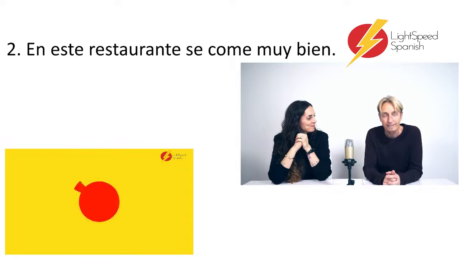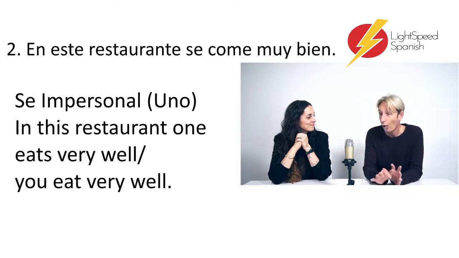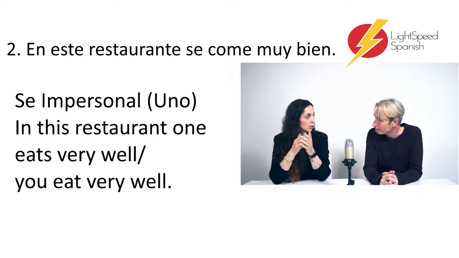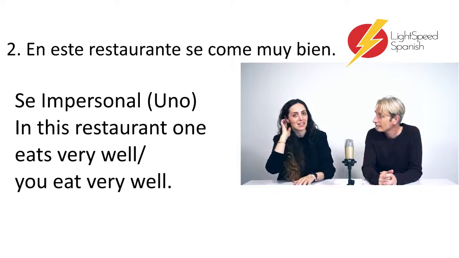So in this restaurant, one eats very well. We wouldn't say that in English. We would say you eat very well. We can say that as well in Spanish: en este restaurante comes muy bien, you in general. We can also say uno come muy bien, one eats very well. Or we can go for se come, which is generic as well. That's just to say it without referring to anybody. It's the impersonal se. When in English you would say one eats very well, or you in general, that would be the impersonal.